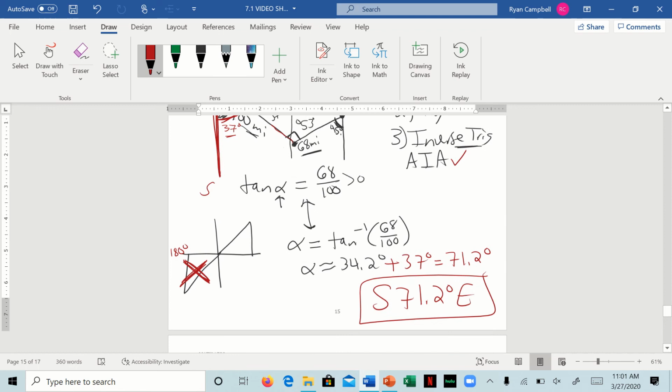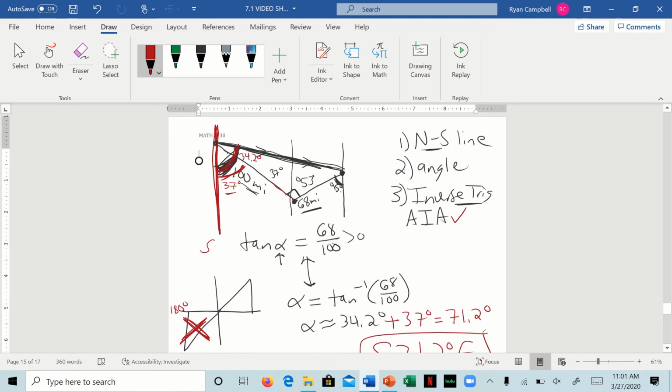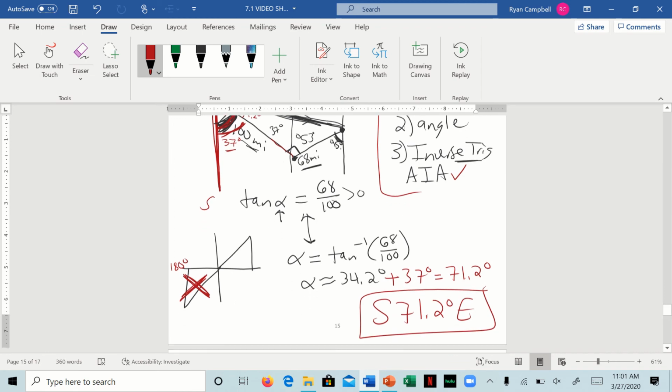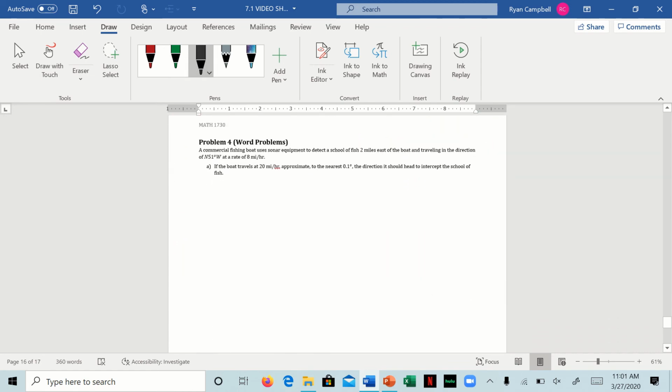This might take some time getting used to. But these are definitely the first 3 steps that you can do for these types of problems when it's asking you to find your direction or bearings. All right, let's look at the last problem, and then we'll call it a day for this lesson.